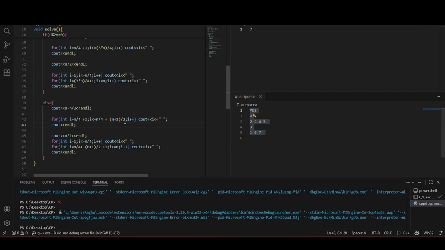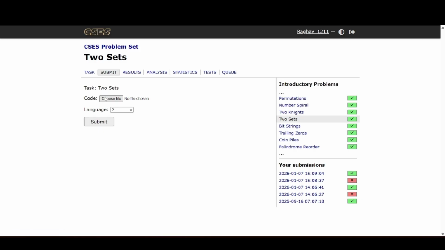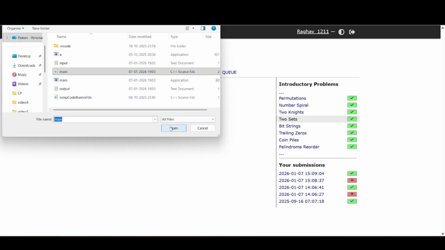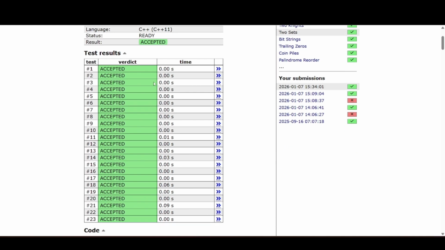Yeah, so now it's working fine. Let's submit it. Okay, so it got accepted.